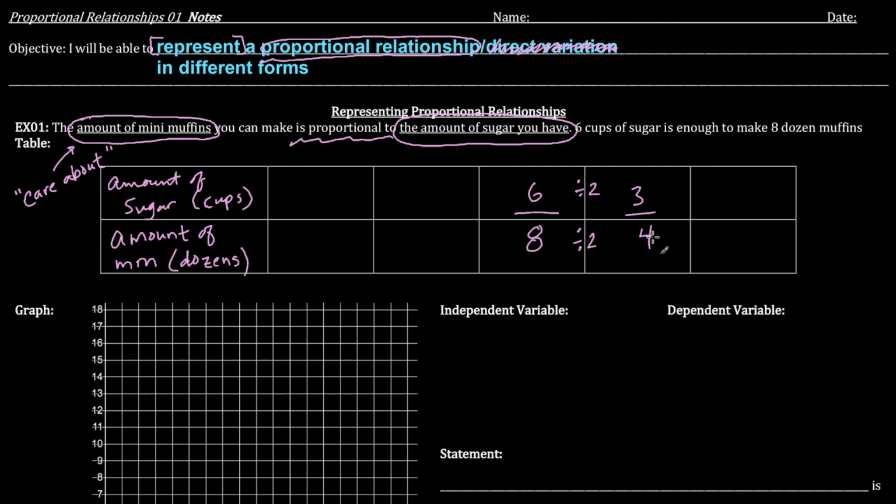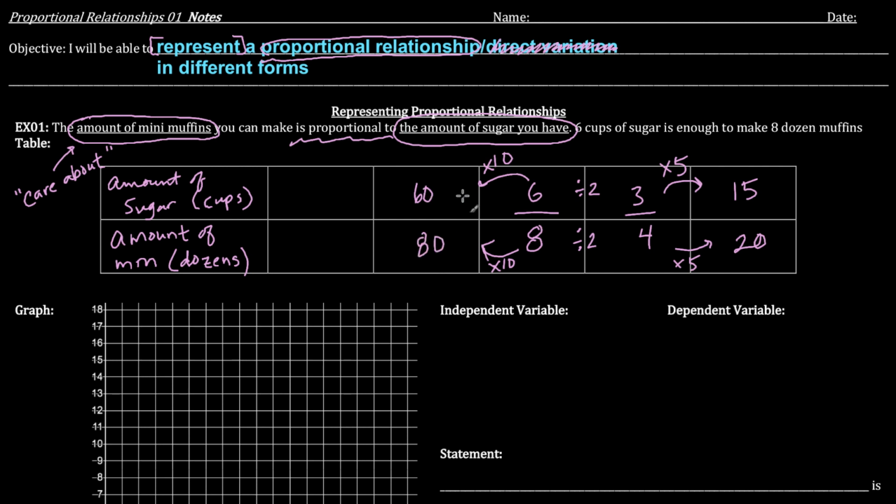And I'm not going to keep dividing by 2 or keep multiplying by 2. Y'all can use it one time in your work, just one time. So I'm going to multiply by 5. I don't know why. I get times 5, and I get 15 and 20. So 15 cups of sugar makes 20 dozen mini muffins. I could go this way. Let's multiply by 10, just because I feel like it. So we get 60 cups of sugar makes 80 dozen mini muffins.